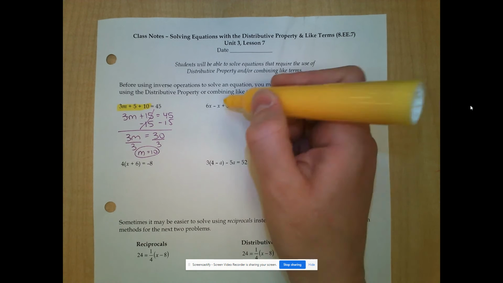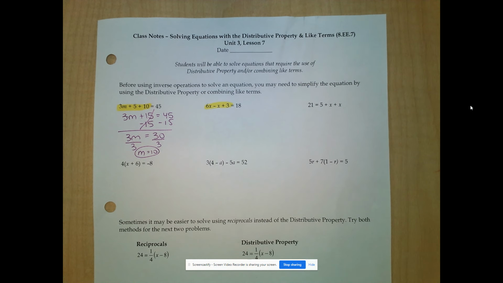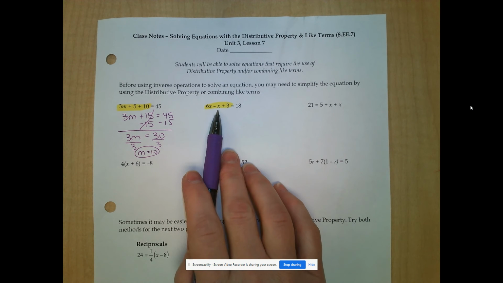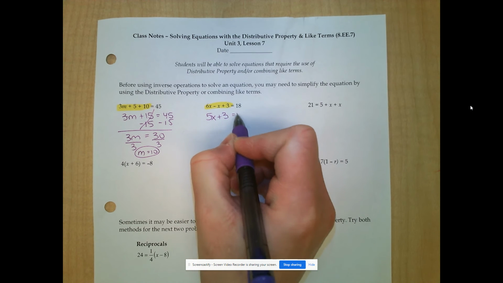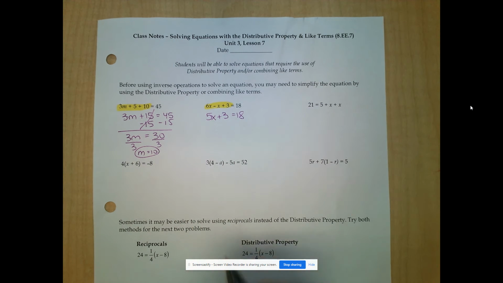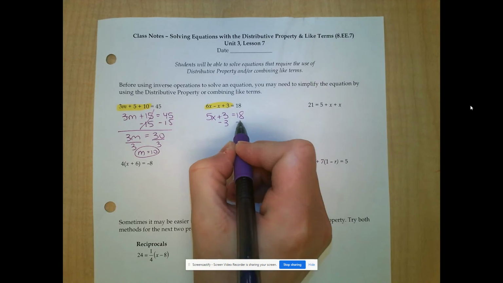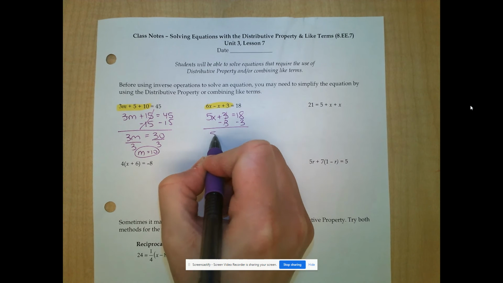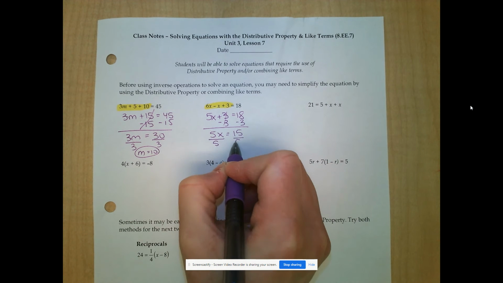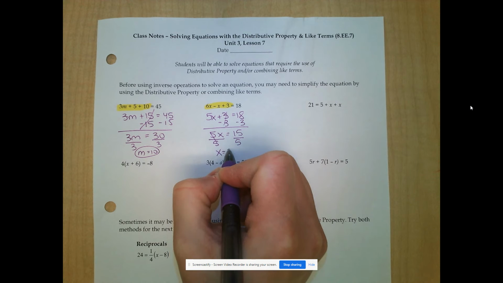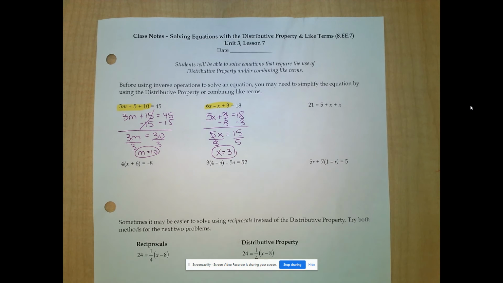In the second one, I have 6x minus x plus 3, all on the side with the variables. I can combine the 6x minus x because they're like terms. I would get 5x plus 3 equals 18, and now I have a two-step equation. Adding and subtracting comes first, so I would subtract 3 from both sides. 5x equals 15. Divide both sides by 5 using the fraction bar, and x equals 3. So not too terrible yet.